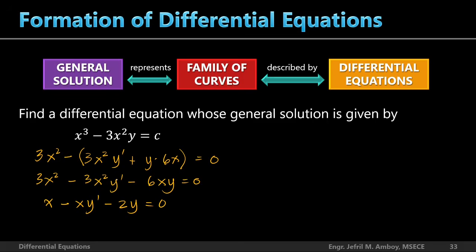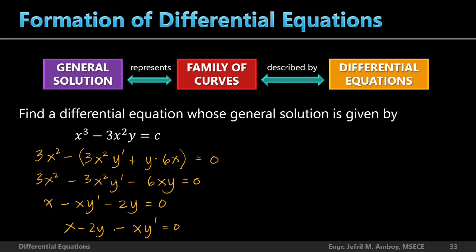Okay. So actually, we can combine the terms without the derivative. So these two terms, x and negative 2y, do not have derivative terms. So we can write this as x minus 2y minus x y prime equals 0. So in this expression, the derivative is explicit. Okay, but another way of writing this is in terms of the differential form.